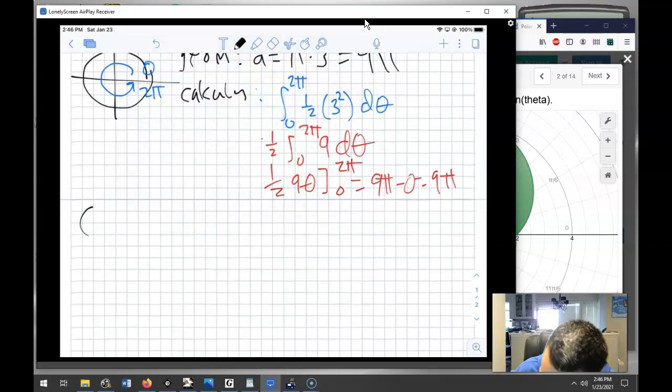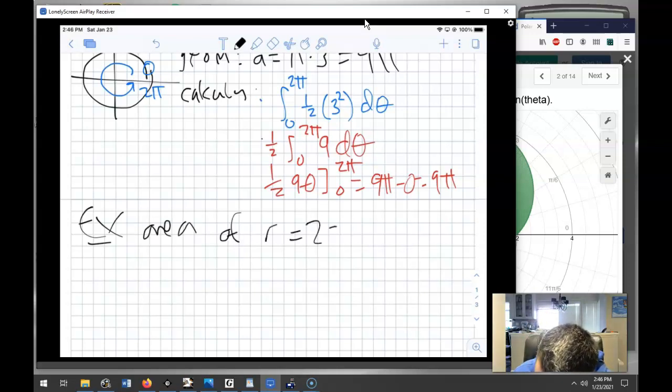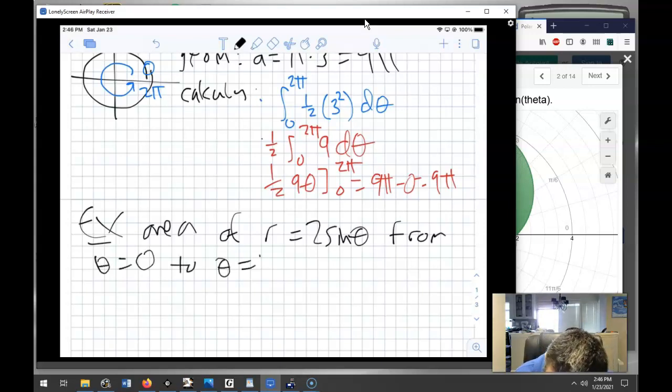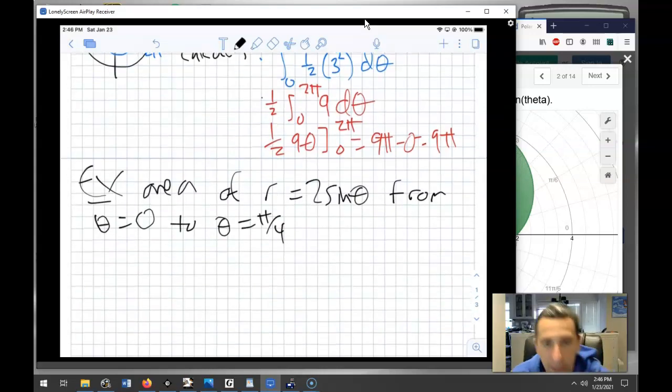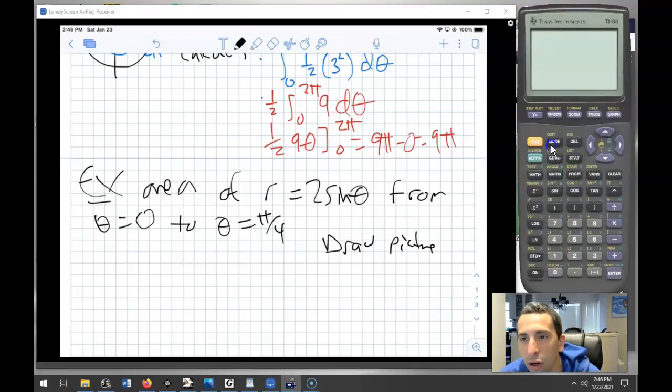Now suppose we want to find the area of r equals 2 sine theta from theta equals 0 to theta equals pi over 4. It's always good to draw a picture. I know what this looks like. If you don't, you could just go to your graphing calculator. So we'll go to polar mode. Oops, we have to turn it on.